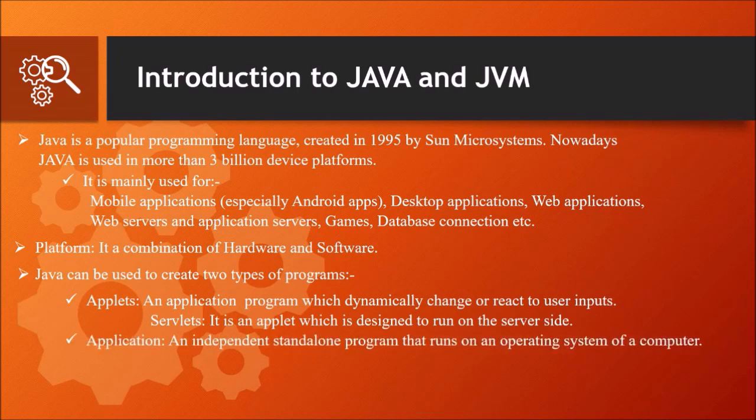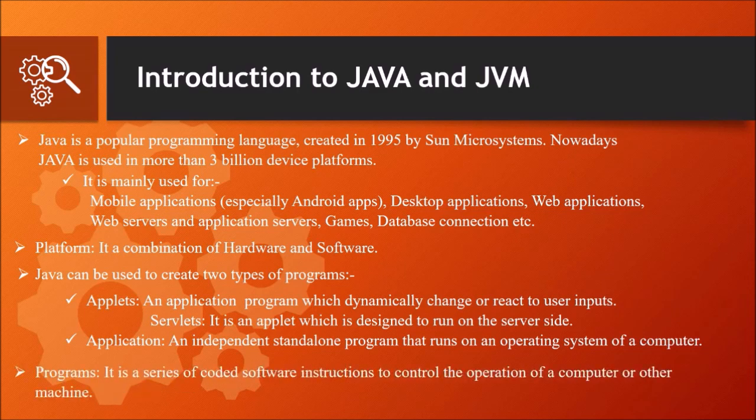The second category is application. Application is an independent standalone program that runs on the operating system of a computer. An example is BlueJ. What do you mean by program? Program is a series of coded software instructions to control the operation of a computer or other machines.